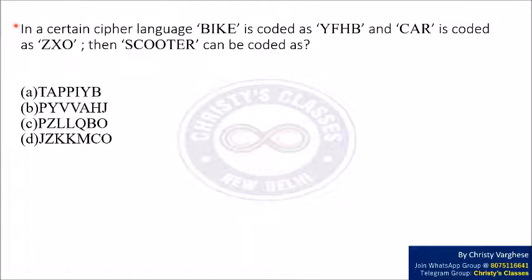In this video, we are going to solve a question of coding. Our question is, in a certain cipher language, bike is coded as YFHB and car is coded as ZXO. Then, scooter can be coded as? So, we have to find how scooter is coded in this cipher language. There are four options given here. We are going to find the correct coding.